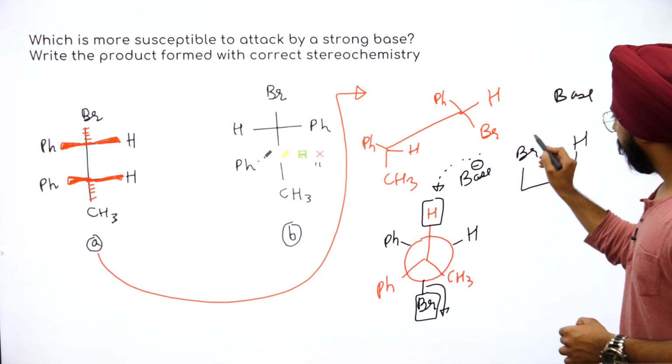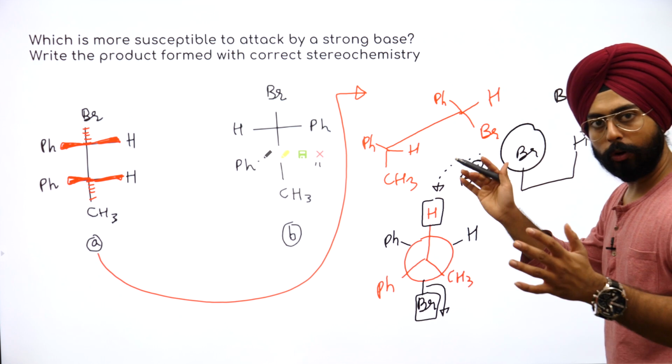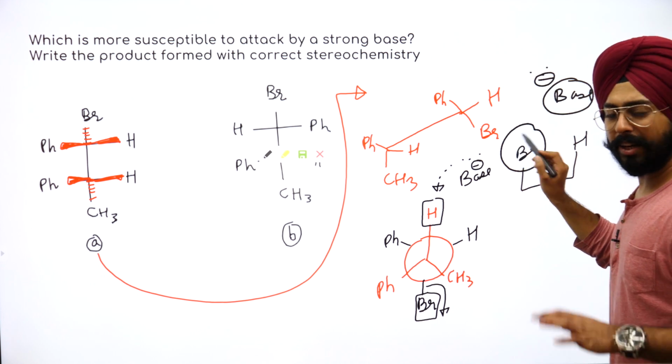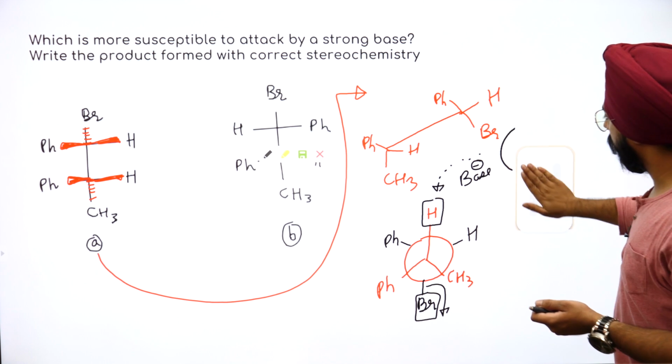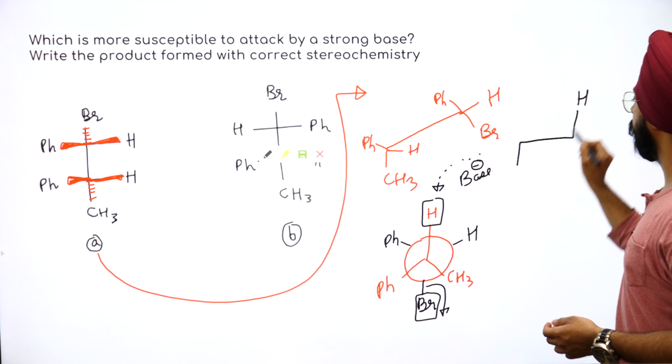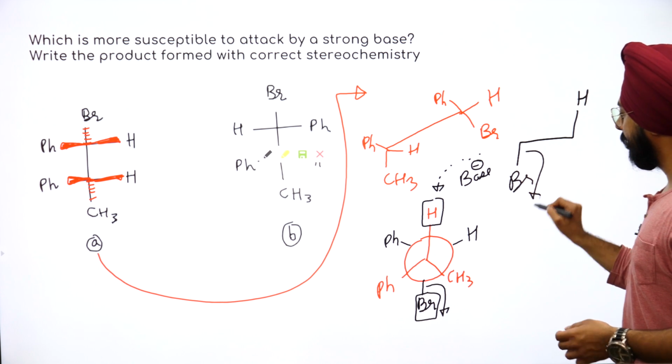Do you realize that this is bromine? It has a huge electron cloud. This is a base. This will also have a negative charge. Negative charge with an electron cloud doesn't make sense, right? What makes sense, however, is this kind of a system. Hydrogen, bromine. This bromine can easily leave.